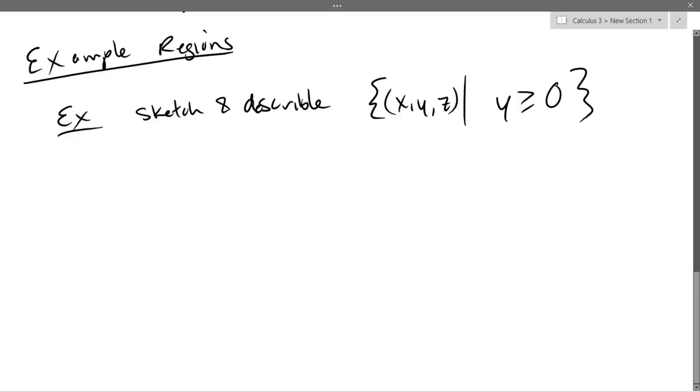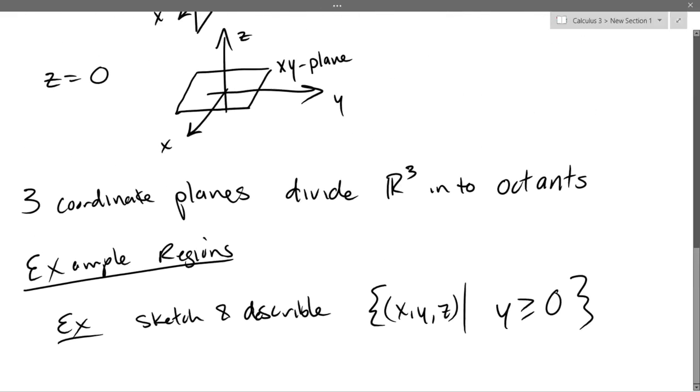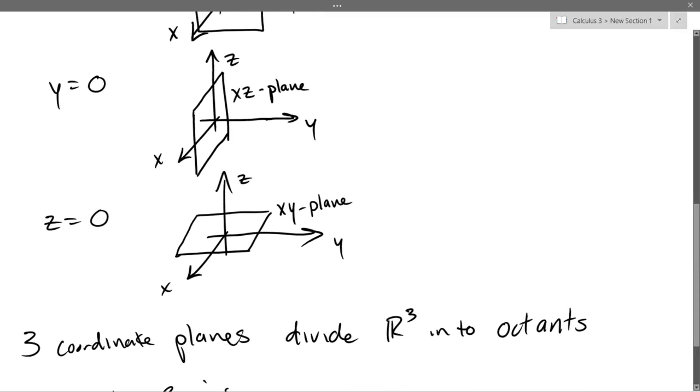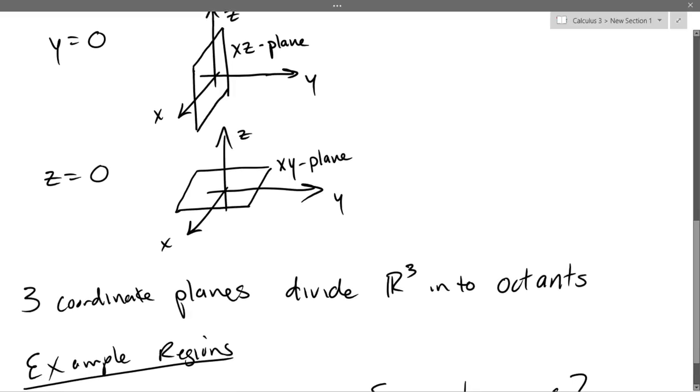All points with y coordinate 0 or more. So no negative y's. Do your best to sketch out that region. I'll give you a big hint: y equals 0 is part of it. So you can start out with our y equals 0 plane, and you just have to tell me what part of that graph we are going to be using. So that'll split our space in half. And which half do you want to use?